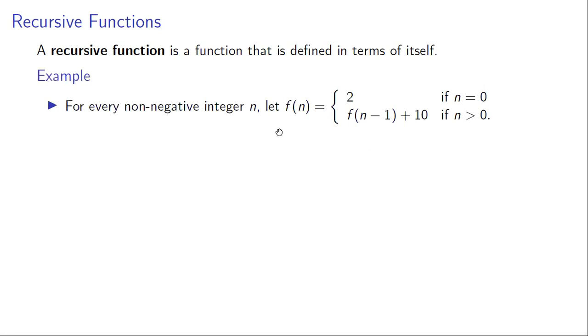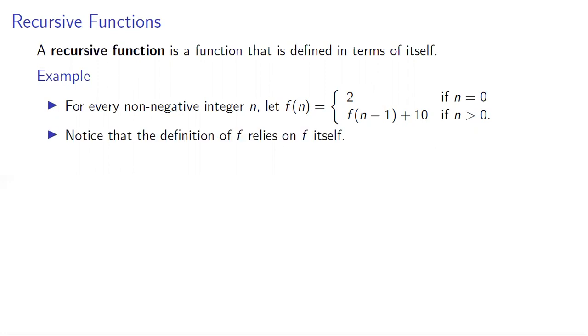So here we have a function for every non-negative integer n. So this function is only defined for non-negative integers. Let f of n equal the following. If n is equal to 0, then f of n is 2. Otherwise, if n is greater than 0, then f of n is equal to f of n minus 1 plus 10. That's the definition of this function f.